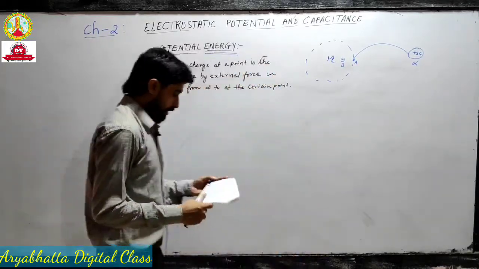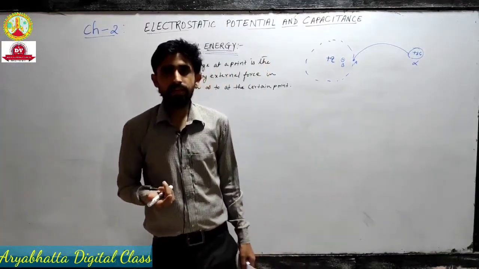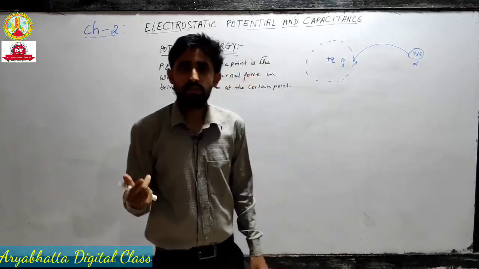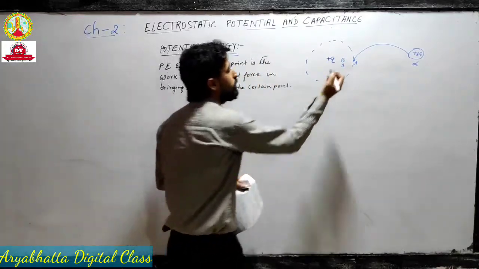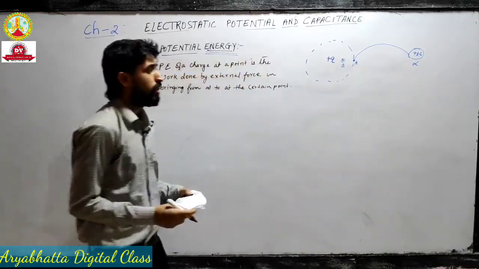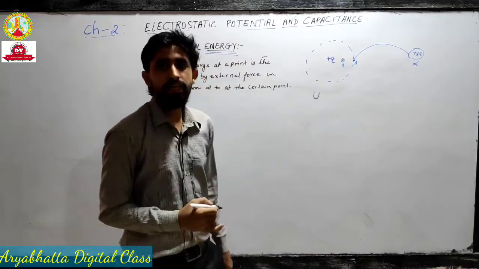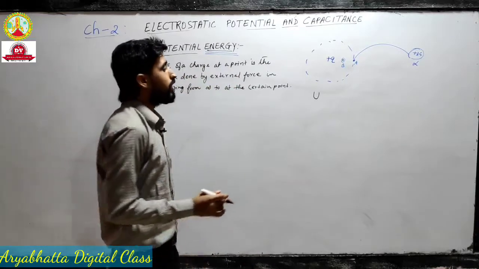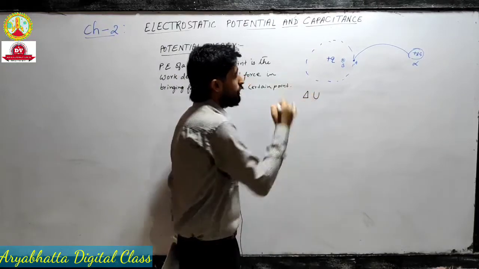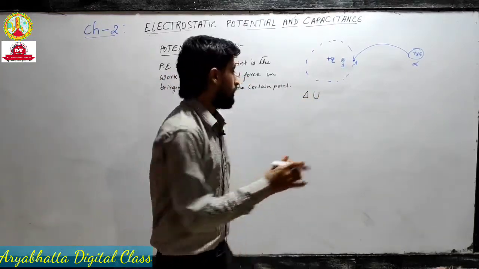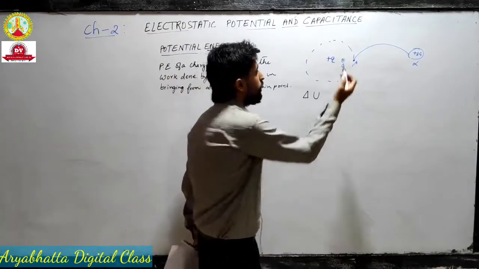Now let's see what potential energy difference is, as we discussed potential difference. How do we find the potential energy difference between these two points, point A and point B? I guess you know potential energy is denoted by U. I want the potential energy difference. Delta represents the difference. So we want the potential energy difference from point A to point B.